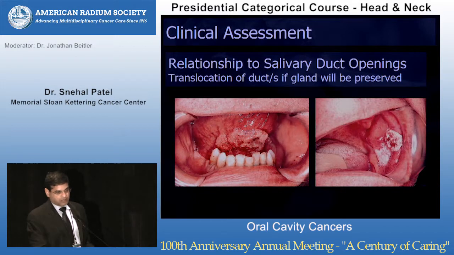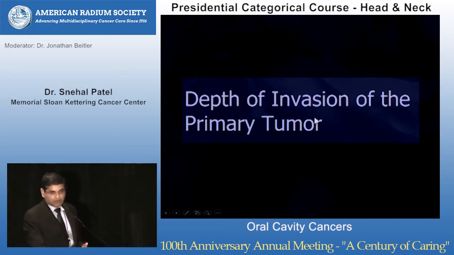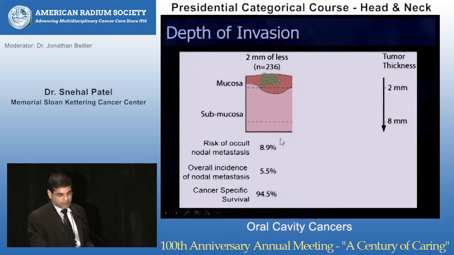You also want to look at how the tumor is related to certain structures within the oral cavity. The salivary duct openings is a good example, and how the tumor is related to bone. So the surface dimensions of the tumor are easy to examine in the oral cavity. It's a very accessible location. What's more difficult to assess is the depth of invasion of the primary tumor, and why is that important?